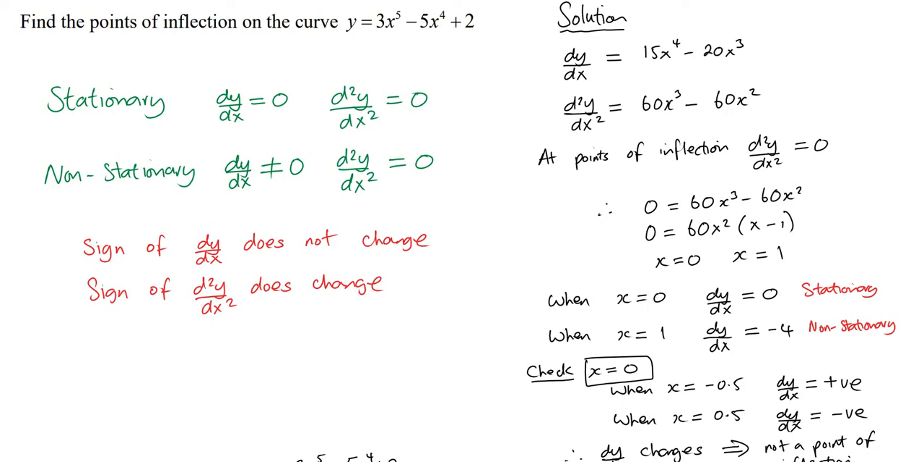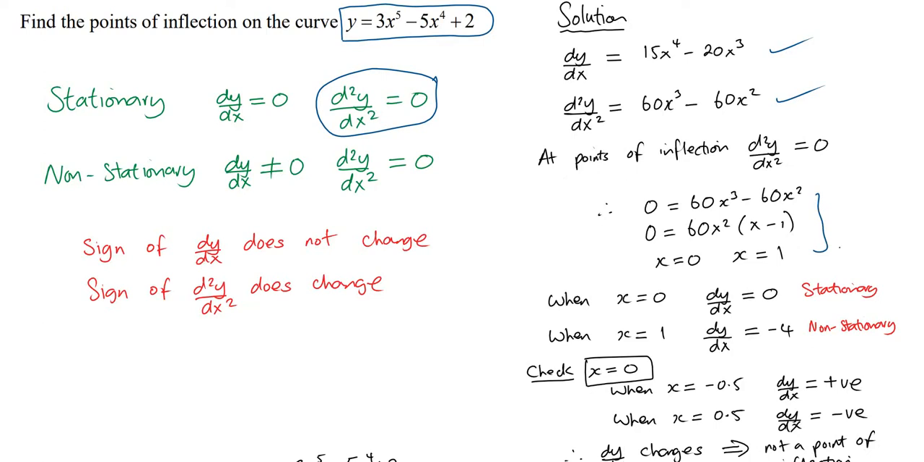So we've got this example here, and we want to find the points of inflection. First of all we find dy by dx, then the second derivative. Now for points of inflection, d2y by dx squared has got to equal 0. That's the first thing for a point of inflection. So we make it equal to 0, solve that, and we find that x equals 0 or x equals 1.